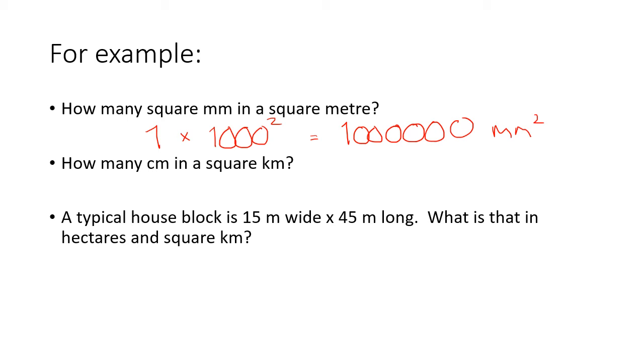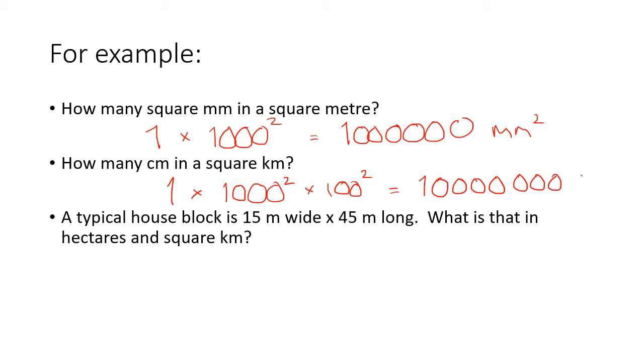How many square centimetres in a square kilometre? Again, we're going into fairly big numbers here. We've got 1 square kilometre multiplied by 1,000 metres in a kilometre, and we've got to square that, and we've got 100 centimetres in a metre, so we've got to square that as well. This is getting ridiculous. What's that going to be? It's going to be 1, 0, 0, 0, 0, and about 6 more zeros. There we go, centimetres squared in a square kilometre.